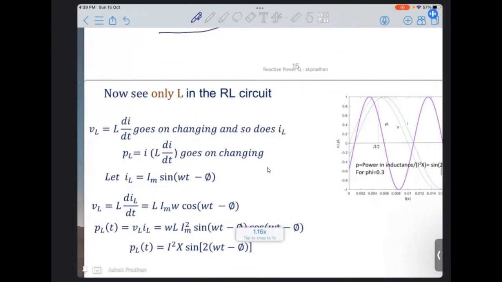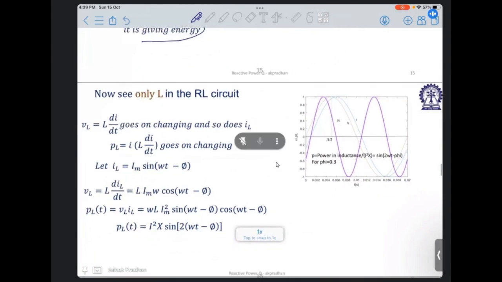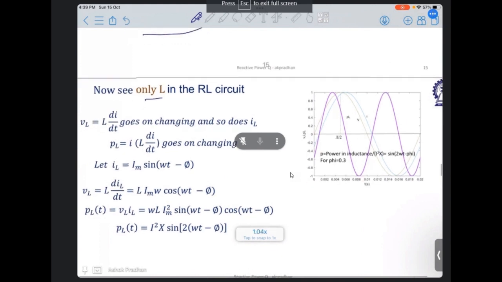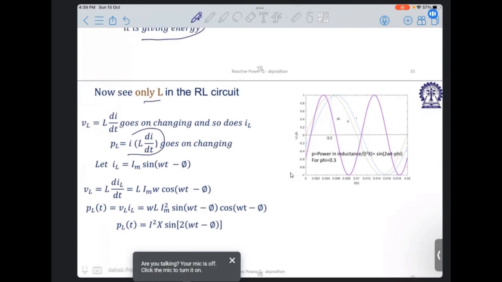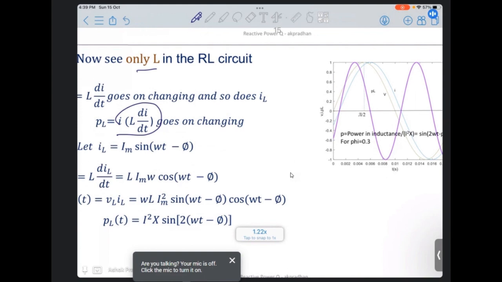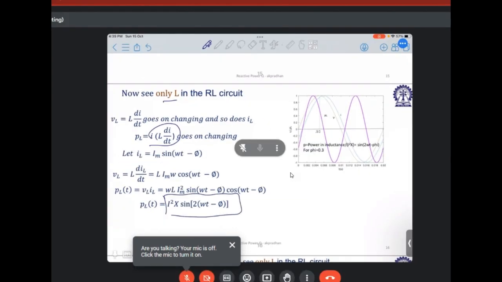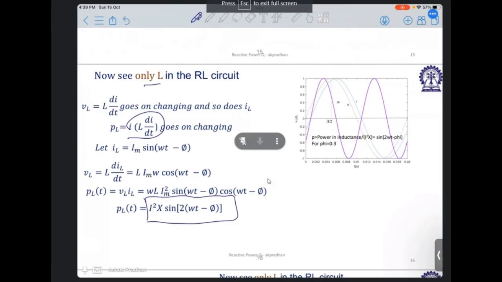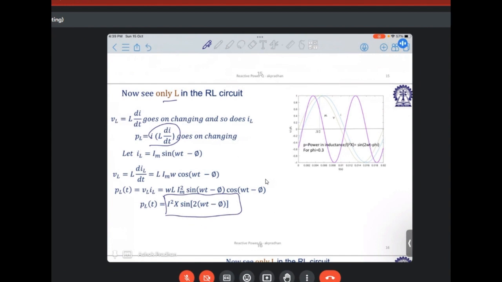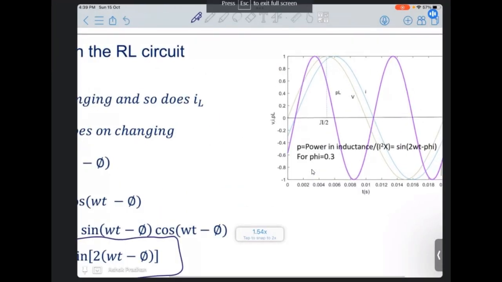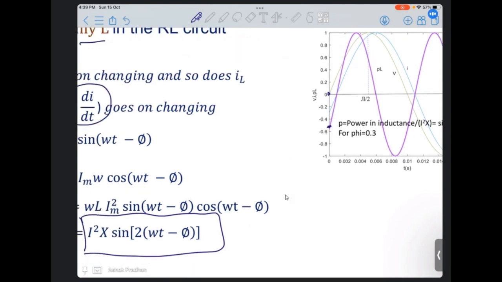Now see only L here, in the RL circuit. The VL equals this, and the power equals I L di by dt. So this becomes this, and this p(t) comes out to be I square X times double frequency, sine 2 omega t minus phi. So this is only the inductor in the RL circuit. If you plot this, when voltage is 0, at t equals 0, the power starts from here, and that factor comes out to be I square X sine 2 omega t minus phi.